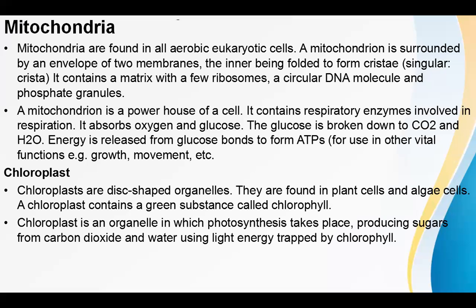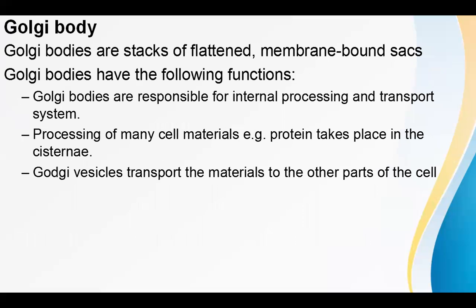The other part is the chloroplast. Chloroplasts are disc-shaped organelles found in plant cells and their guard cells. Chloroplasts contain a green substance which we call chlorophyll. The chloroplast is an organelle in which photosynthesis takes place, producing sugars from carbon dioxide and water using light energy trapped by the chlorophyll.